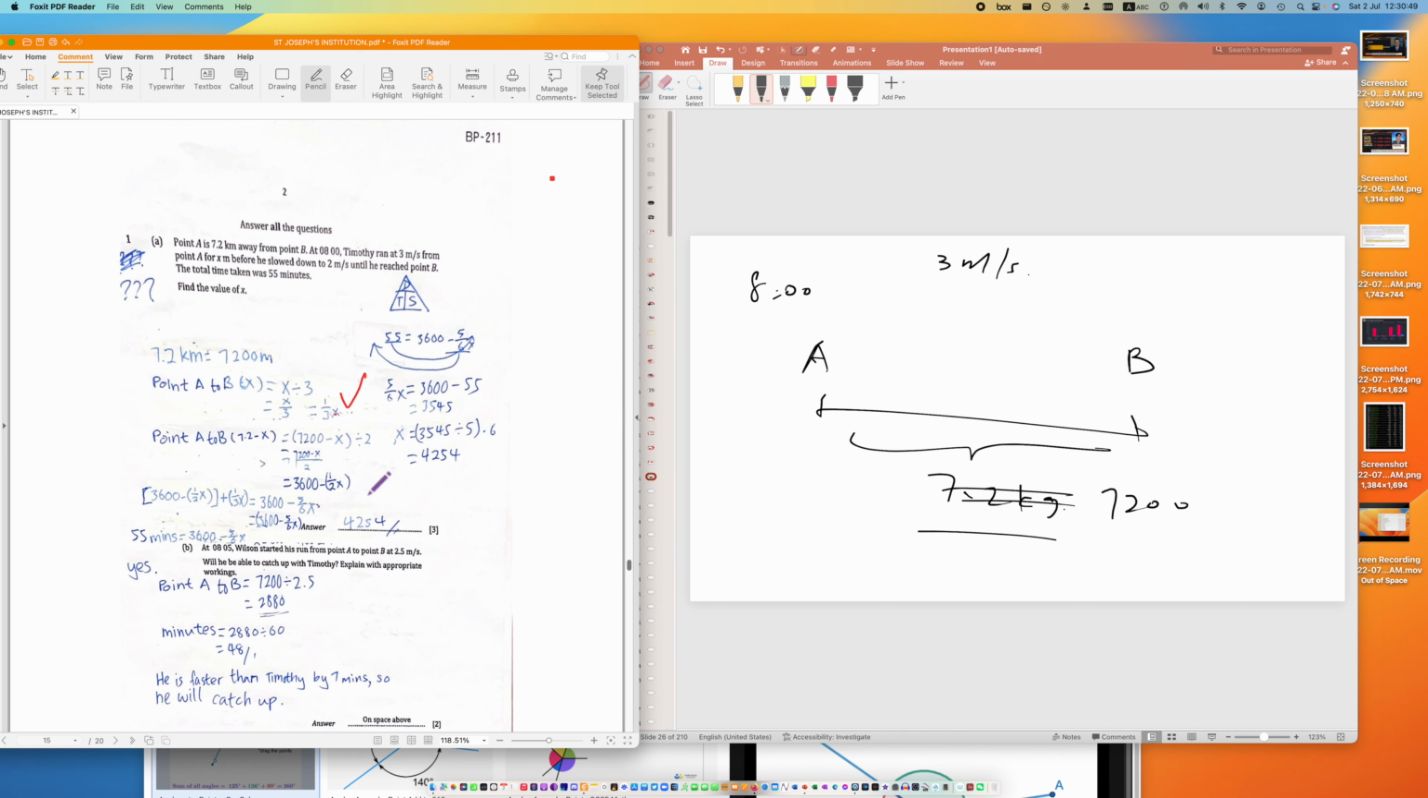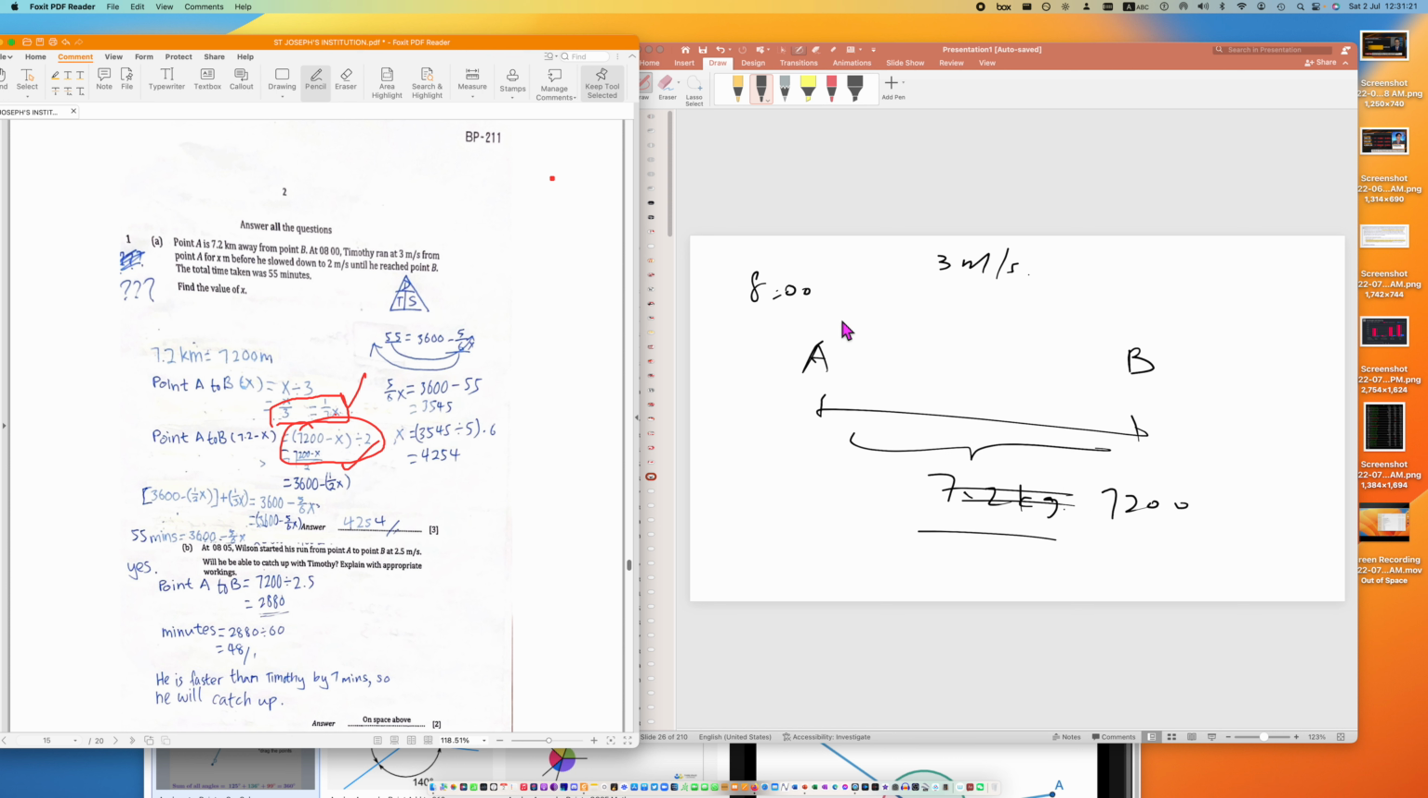Very good. And then it says what? You slow down to 2 meter. Very good. Then the total time taken is, this is the time taken. This is another time taken. So you add these two to the 55 minutes. Or in a way you add this.